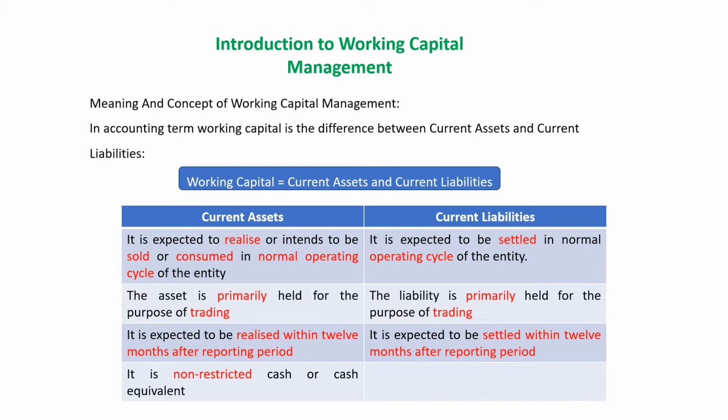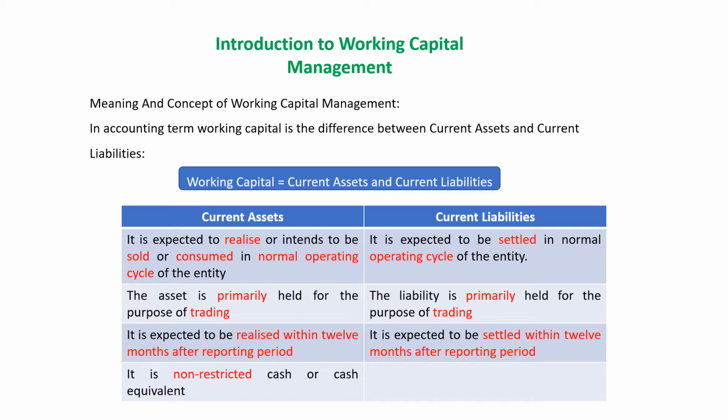Then it is expected to be realized within 12 months after the reporting period. Whatever asset we have procured or raw material we have purchased, we expect that it will be realized within 12 months after the reporting period. Usually the reporting period is, for example, 31st March of every year. So if we expect that before 31st March of next year it will be sold or consumed, then it is called a current asset.